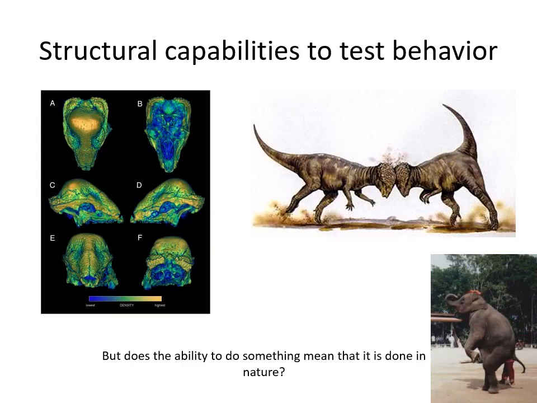Now, what about structural capabilities to test behavior? This is one that I'm a bit sensitive to because I've done some research on this one myself, but looking at the dome-headed dinosaurs, the pachycephalosaurs. What are those big domes used for? Well, clearly for crashing into each other head-on. Well, how do we know that? Is there evidence for that? Well, we can look at structural capabilities.